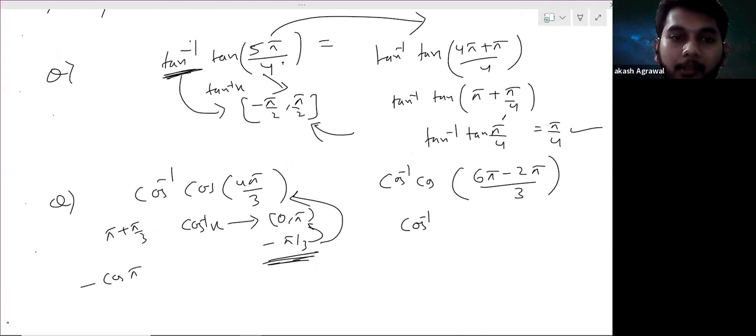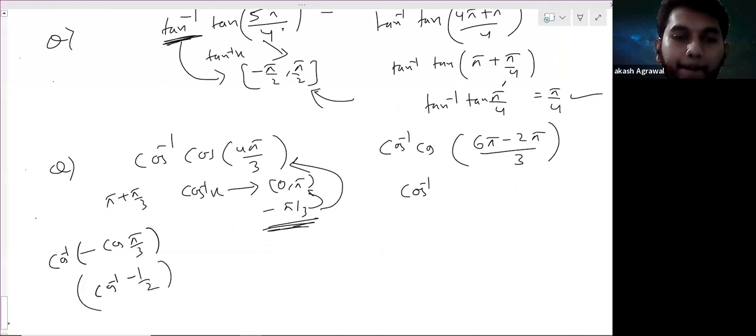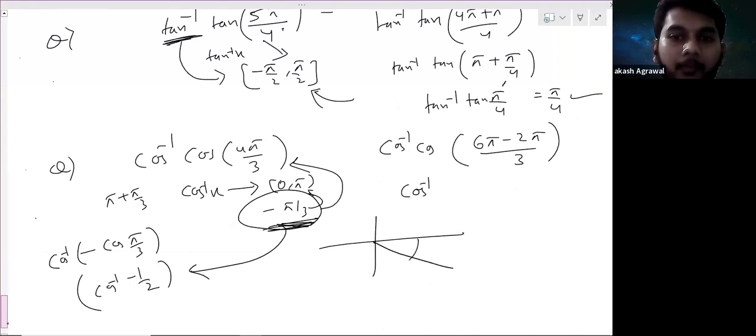You got what? Minus cos π/3, right? And what is cos π/3? What is the value? 1/2. Half. So this is cos inverse minus half, right? आपने वैल्यू लिख दी minus π/3, बट minus π/3 में minus half नहीं होता है cos की वैल्यू. Cos is positive in the fourth quadrant, right?